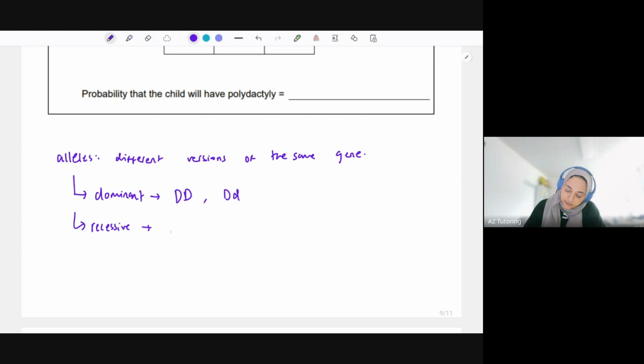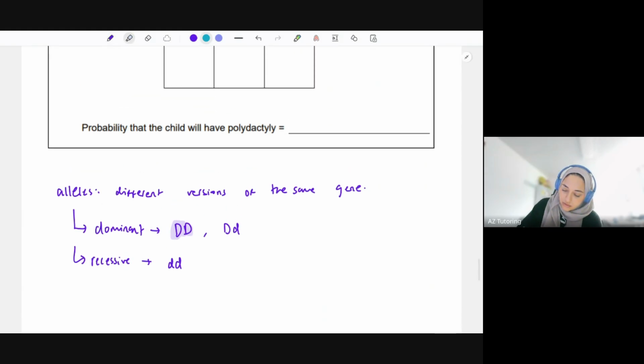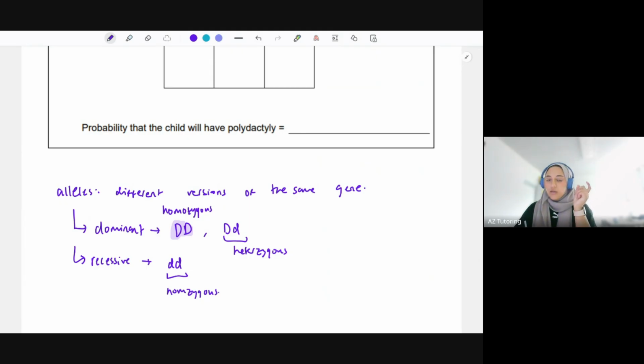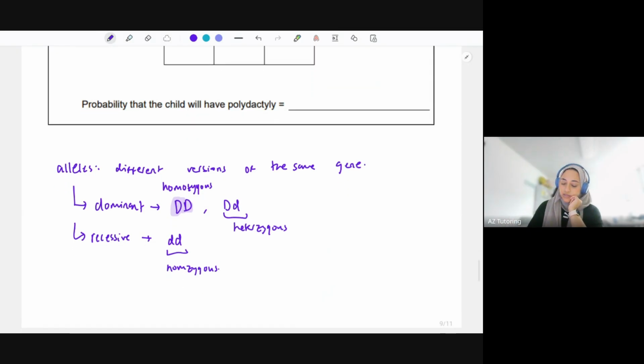With recessive, we need both of them to be lowercase, so not just one. So they're our combinations. We call this one here homozygous dominant. We call this one heterozygous because it's different. And we call this homozygous recessive. So homozygous is where both alleles are the same case of letter, so capital, capital, or lowercase, lowercase. And heterozygous is where it's different. And they're your dominant and recessive.